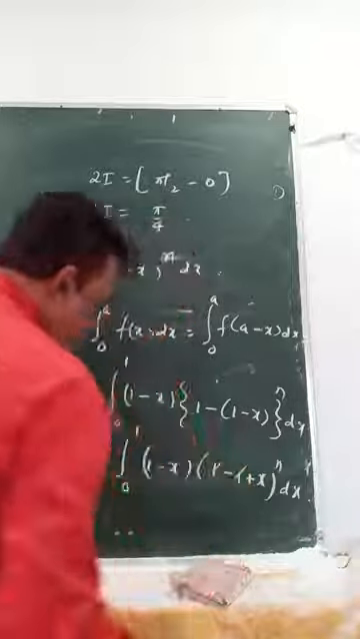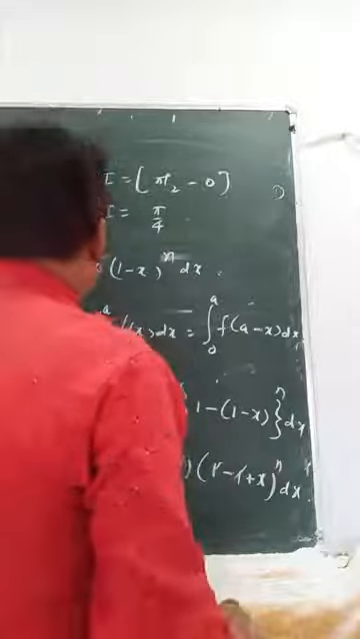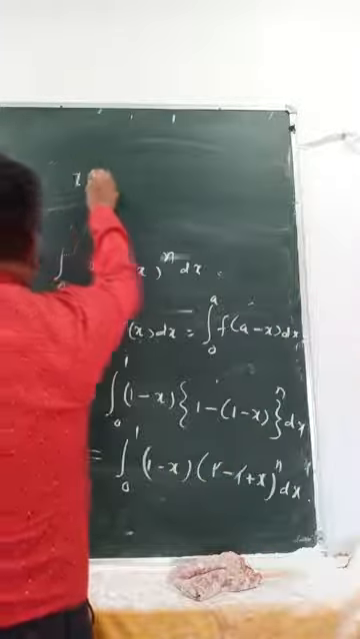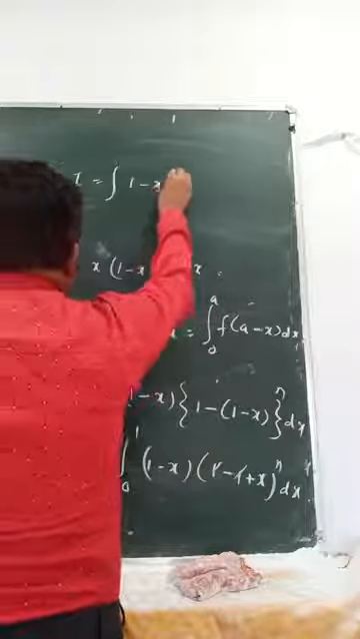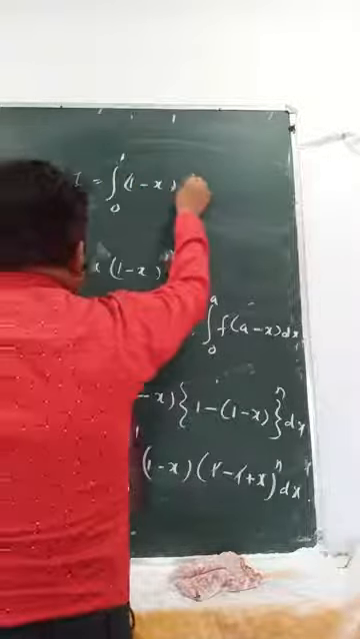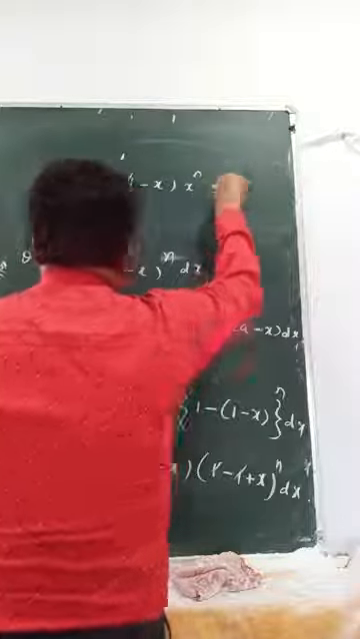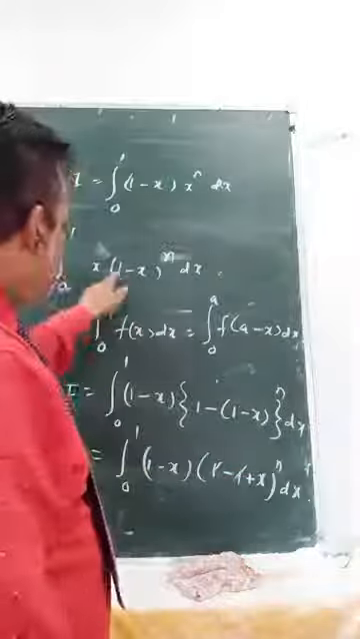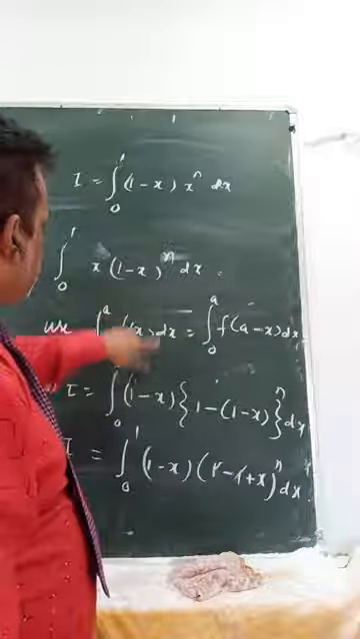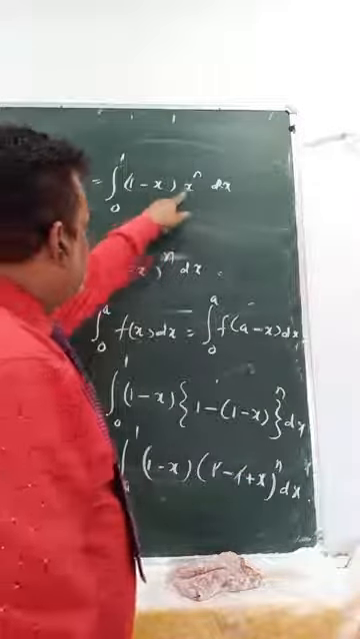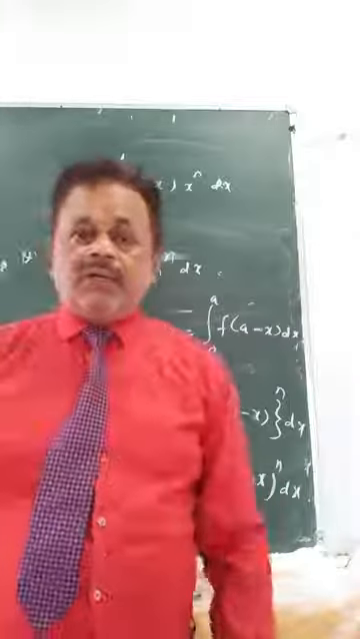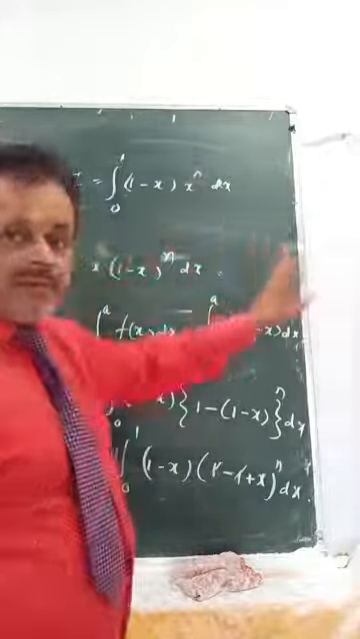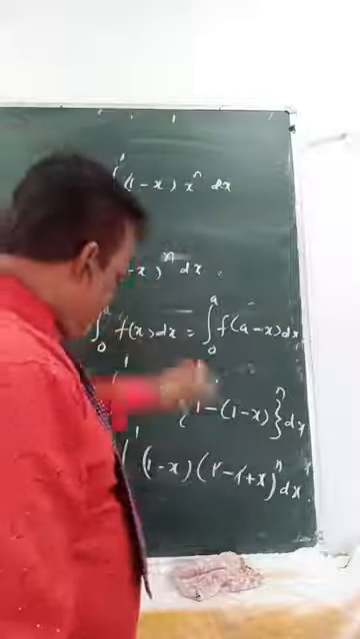Just cancel. So new form is I equals to integral of (1 minus x) x to the power n dx. Look at it. This was your question. You are not able to multiply, but after using the property, this is the new form which you can multiply. Here adding 1 and 2 is not required. Your formula you have used, you have brought to a standard form. Now you can multiply and integrate.